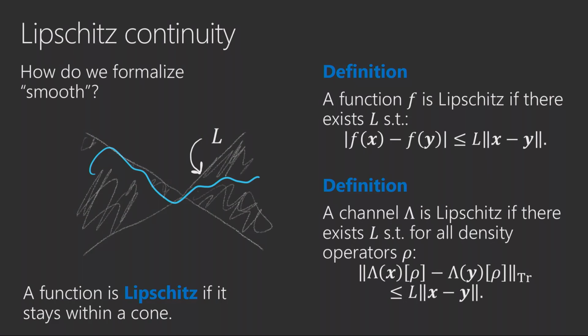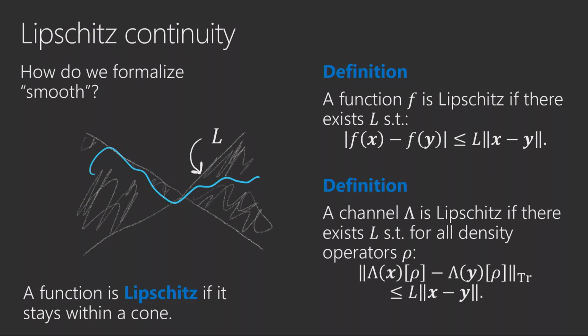I've talked a number of times about things being smooth, but we'll formalize that by saying, if we can slide a cone along our function and the function stays within that cone, then we say it's Lipschitz. More formally, if the distance between the function at 2 points is no more than some constant times the distance between the 2 points I evaluated at, then we say that function is Lipschitz.